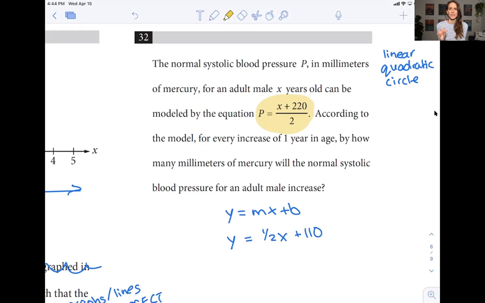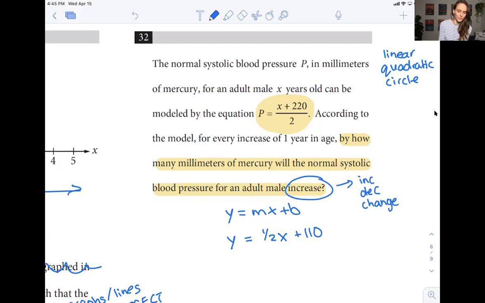A lot of the time, just by reading the very last sentence, you find that you already have everything you need. It says, according to the model, for every increase of 1 year in age, by how many millimeters of mercury will the normal systolic blood pressure for an adult male increase? So we have this key word here, increase. Whenever you see increase, decrease, change, what are we thinking of? In terms of y equals mx plus b, is that going to be our slope or our y-intercept? It's going to be our slope. Great. So we just want to know our m. So our answer here is just 1/2.